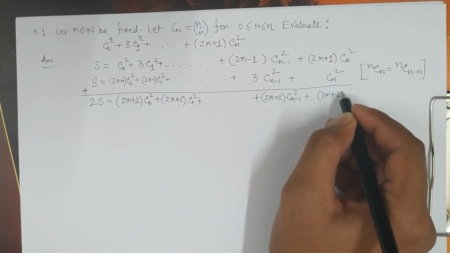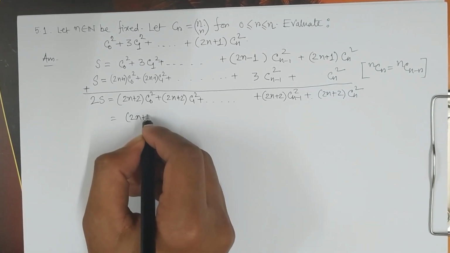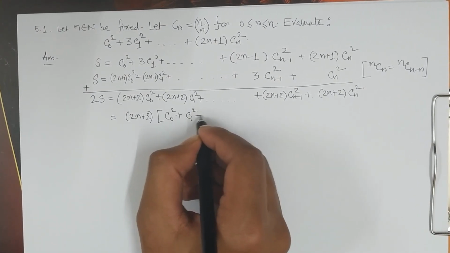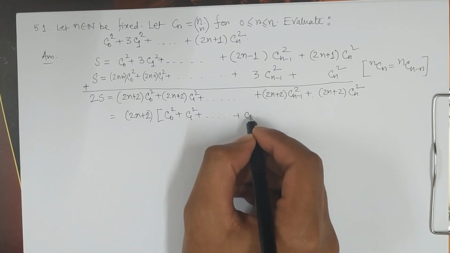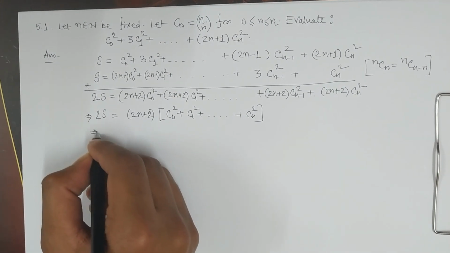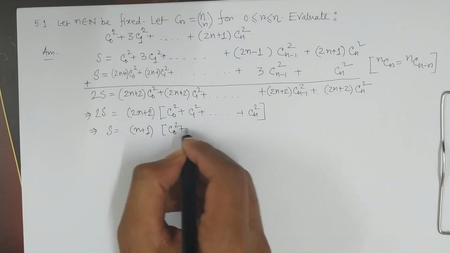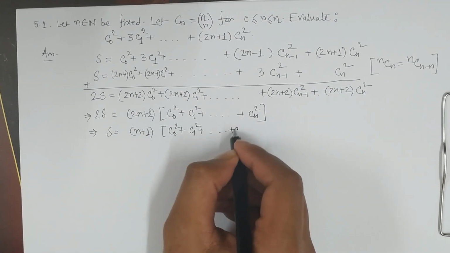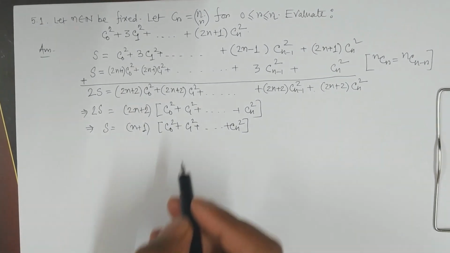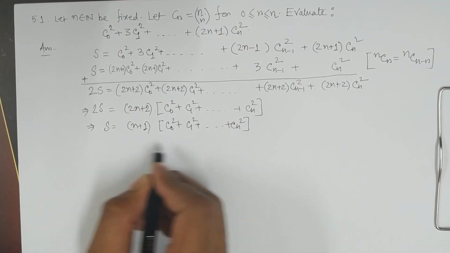So what we can do next is that we can take that common, and we get C0 square plus C1 square up to Cn square. So what is our S? S is basically n plus 1 into C0 square plus C1 square up to Cn square. And if you look at the sum, you know how to find it, because it is a problem from class 12. So how do we solve?